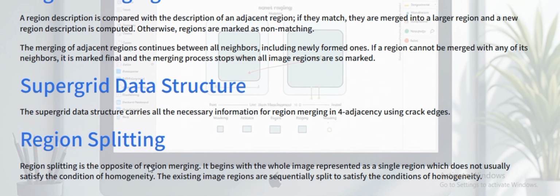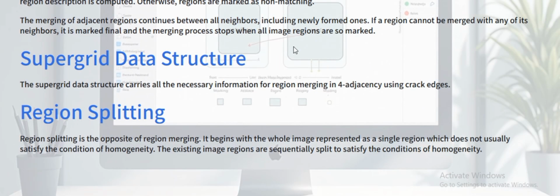Next is region splitting. Region splitting is the opposite of region merging. It begins with the whole image, which is denoted as a single region, which does not usually satisfy the condition of homogeneity. The existing image regions are sequentially split. The image which we have considered as a whole is split one by one to satisfy the condition of homogeneity. Homogeneity is nothing but similarity.